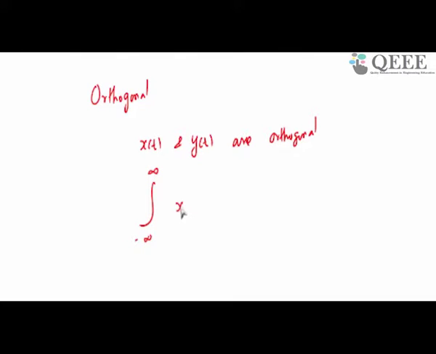So basically orthogonality essentially means, let's say x of t and y of t are orthogonal if this integral is 0: the integral of x of t multiplied with y conjugate of t, dt. Okay, so star is basically conjugation.